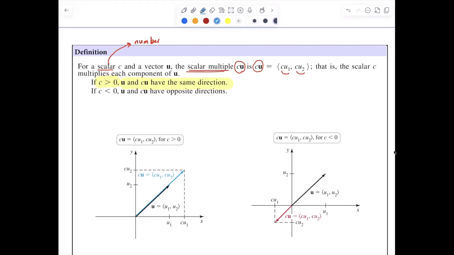I have my vector u down here, and c is positive. c times u gives you a larger vector in length, but it's in the same direction. So this is the case when c is positive. When c is negative, however, you're going to get a vector in the opposite direction. So here we go. Here I have my vector u, and I'm going to multiply that vector u by a negative number. I'm going to get a new vector in the opposite direction. This is my cu.